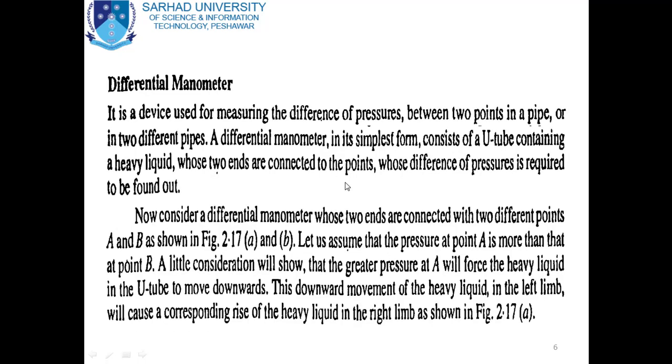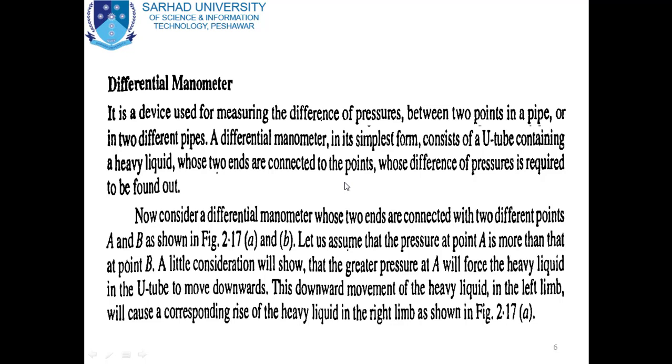The next topic we have is the differential manometer. It is a device used for measuring the difference of pressures between 2 points in a pipe or in two different pipes. A differential manometer in its simplest form consists of a U tube containing a heavy liquid, whose two ends are connected to the points whose difference of pressure is required to be found out. So a differential manometer is a device which is used for finding the difference of pressures between the 2 points or between the two pipes.